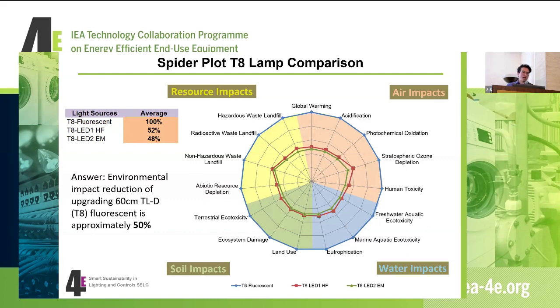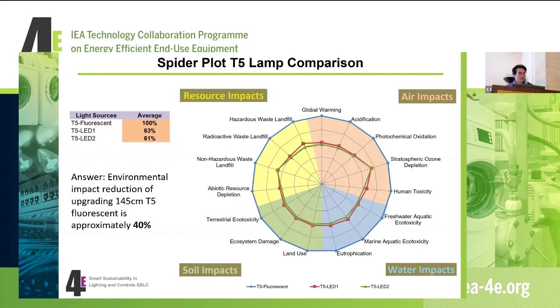So essentially, when you average those 15 impacts together, the LED is between 48 and 52% of the impact of the fluorescent. So essentially, you can say here the answer to the original question is, basically the environmental impact is reduced about 50% by switching to an LED retrofit lamp in your existing fixture. That's the crux of it. And that's for the T8.